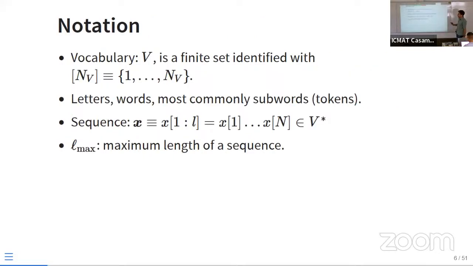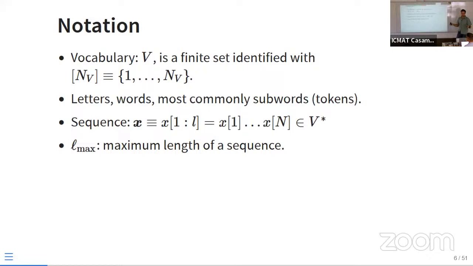Let's first introduce some notation. By the way, if there is any question during the talk, let me know, because there's a lot of information. We're going to work with a vocabulary, which is nothing else but a finite set identified with natural numbers. My vocabulary could be words, and I give every word a number between 1 and the length of the vocabulary, or it could be subwords, or even characters. No matter what our vocabulary is, letters, words or subwords, we will refer to them as tokens.